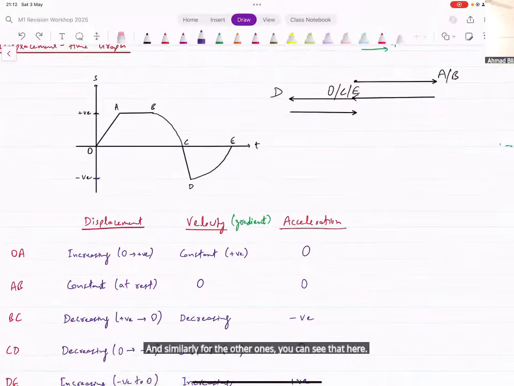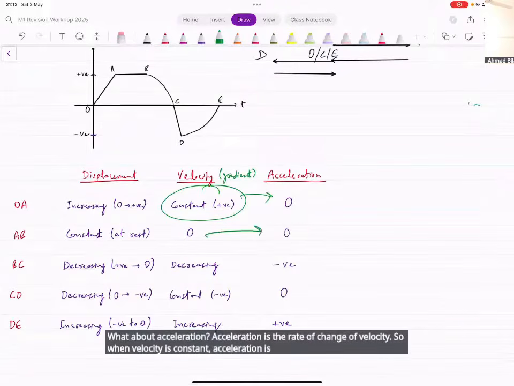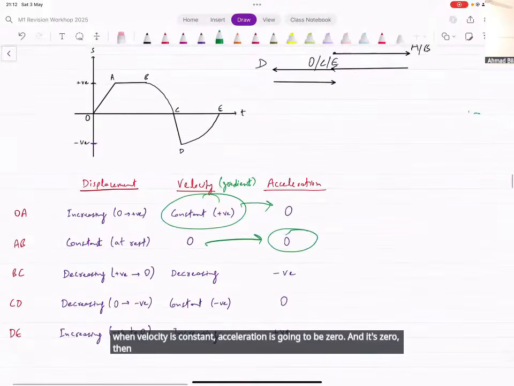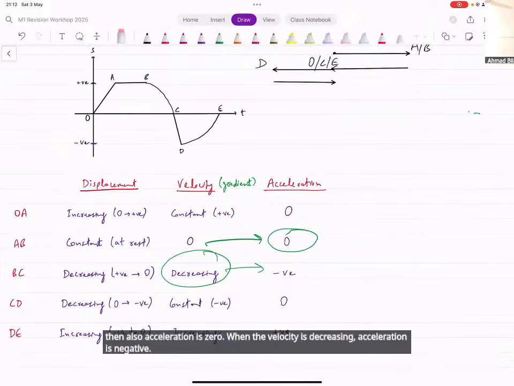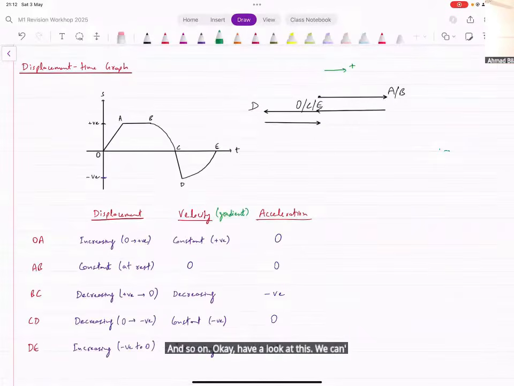What about acceleration? Acceleration is the rate of change of velocity. So when velocity is constant, acceleration is going to be zero. And when velocity is zero, then also acceleration is zero. When the velocity is decreasing, acceleration is negative, and so on. Okay, have a look at this. We can't go into a lot of detail here, but this is important.